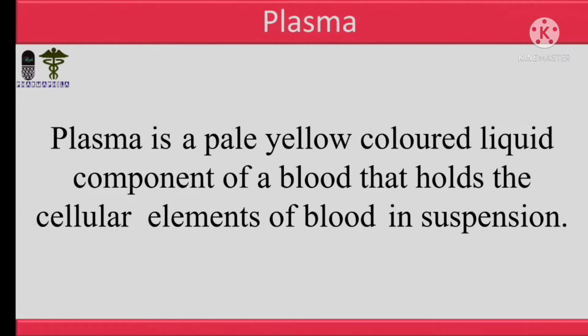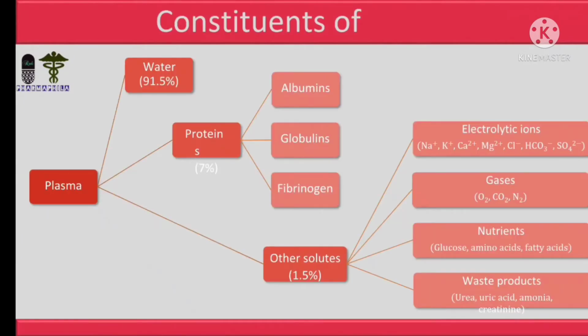It holds the cellular elements of the blood in suspension, and the constituents of plasma are water, which is the major proportion, 91.5%, and protein, 7%. The proteins present in the plasma are albumin, globulin, and fibrinogen. The other solutes present in the plasma are electrolytes, iron, gases, nutrients, and waste products. Waste products are urea, uric acid, ammonia, and creatinine.